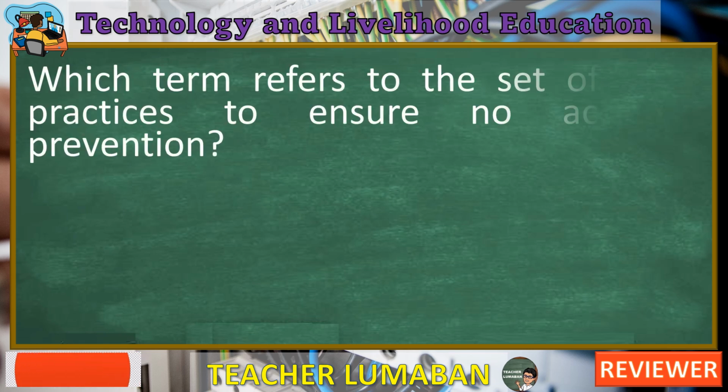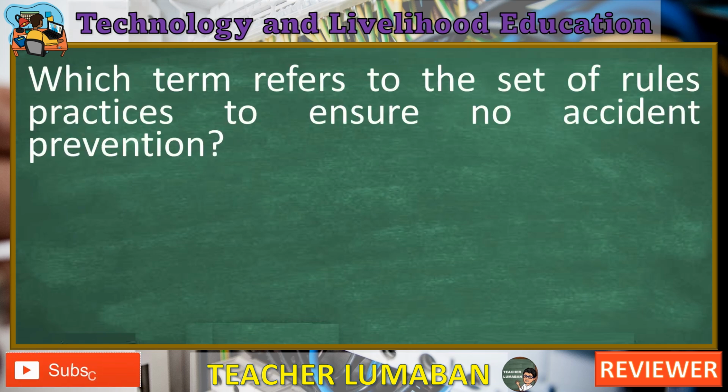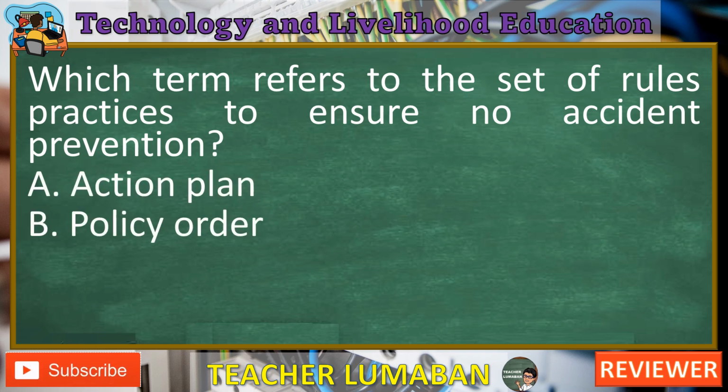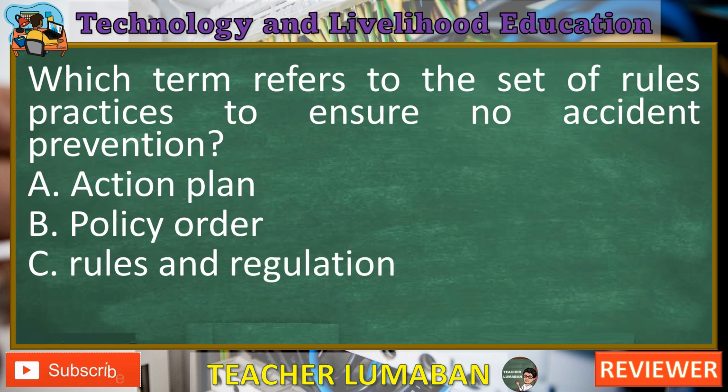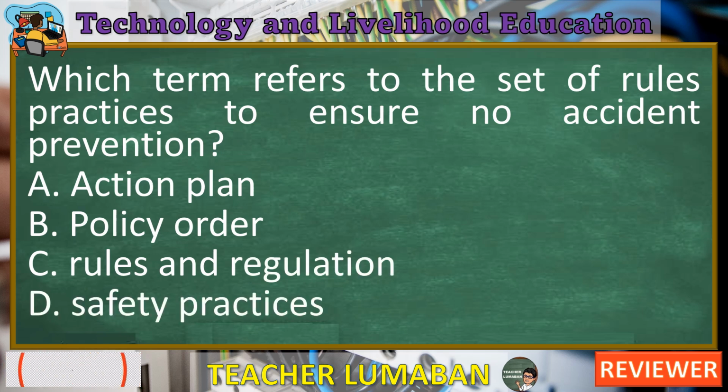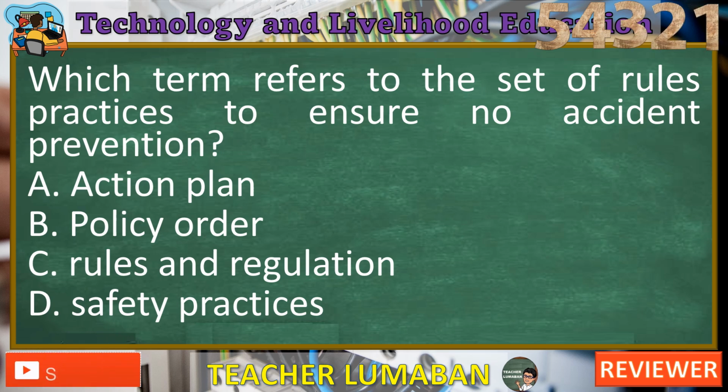Which term refers to the set of rules and practices to ensure no accident prevention? A. Action plan. B. Policy order. C. Rules and regulation. D. Safety practices. In the next 5 seconds, select the best response from the available options. 5, 4, 3, 2, 1. The correct answer is D.